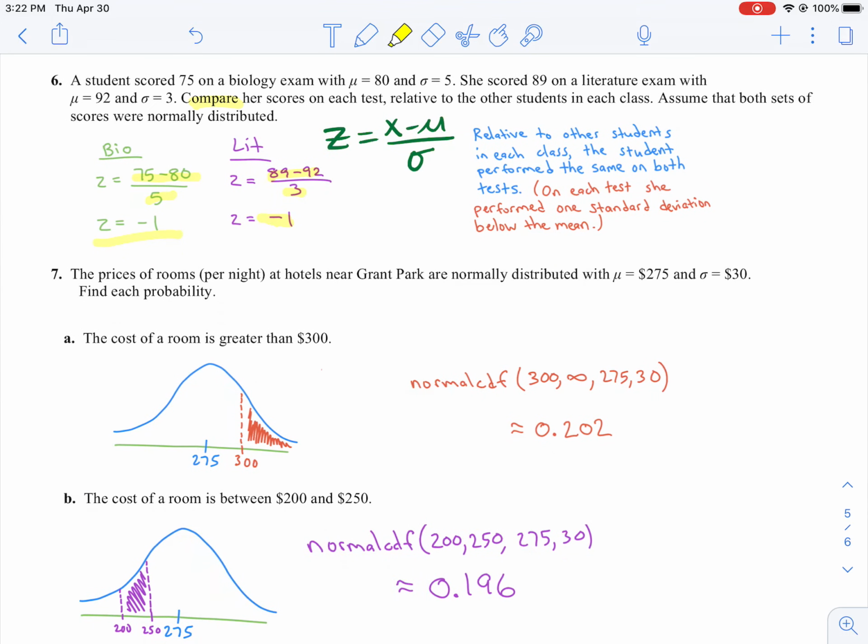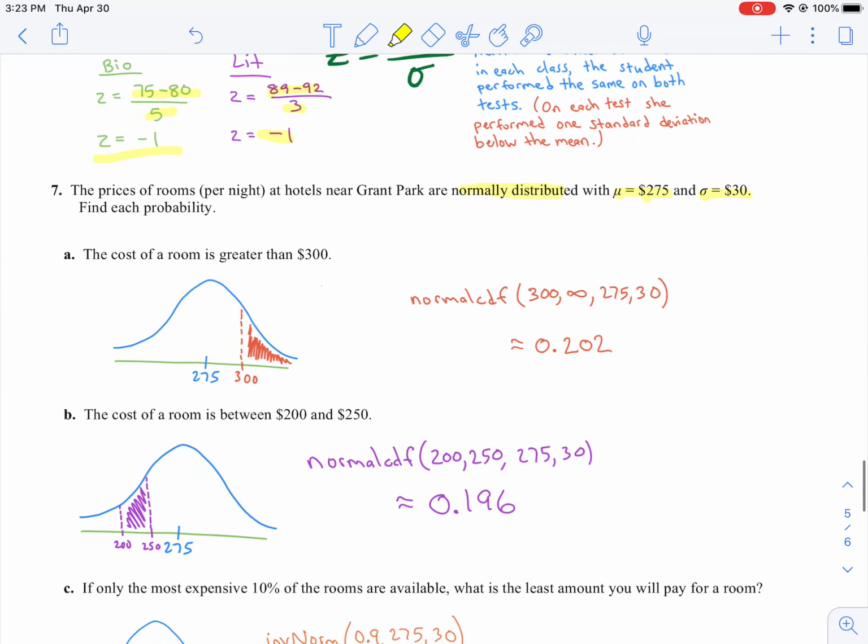And now, the prices of rooms per night at hotels near Grant Park are normally distributed with a mean of $275 and a standard deviation of $30. Let's find these probabilities. Remember, whenever they tell you they're normally distributed, you can go ahead and draw this bell-shaped curve and you can identify your mean right there and then find the values that they're asking you for. The cost of a room is greater than $300. Well, I know $300 is more than 275, and I'm going to go into my calculator.